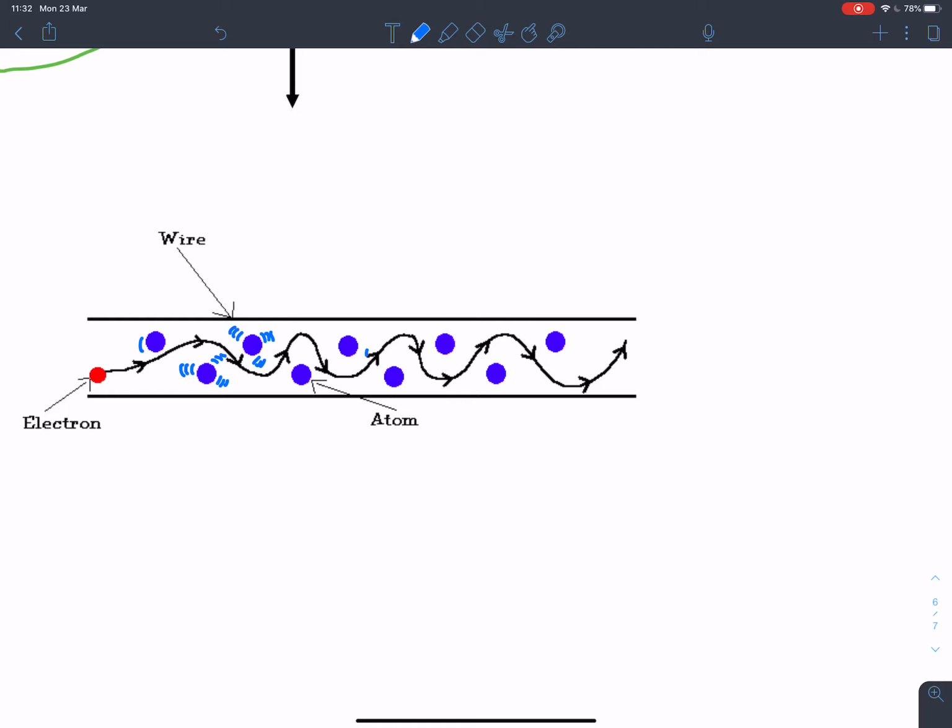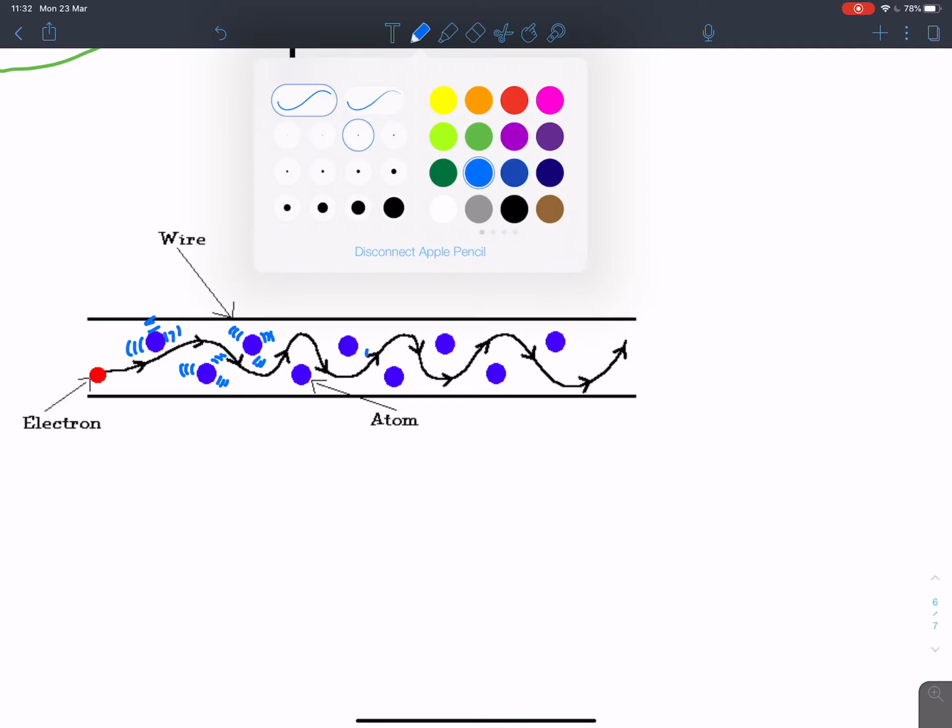So all these metal atoms are jiggling around, and this electron's trying to get from one end to the other. If you're trying to imagine you're pushing through a busy crowd, if that crowd's bustling around a lot more, you're going to find it much harder to get from one end to the other. And it's the exact same thing here.